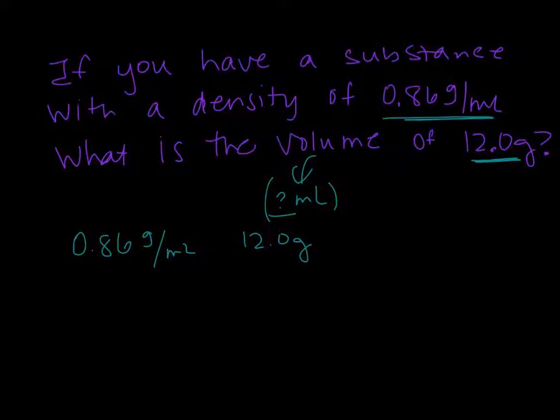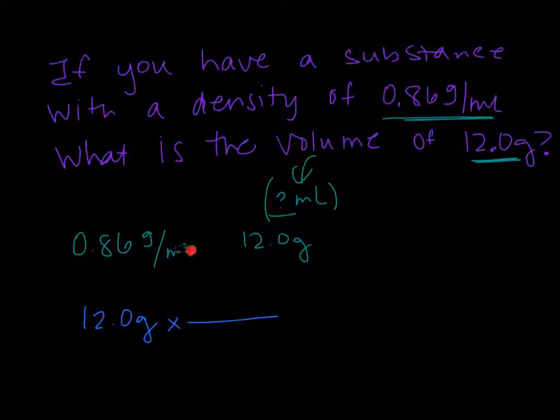So which one of these am I going to start with? Am I going to start with this one, or am I going to start with this one? Well, I'm going to start with the one that doesn't have a unit in the denominator. This one has a unit in the denominator, and this one does not. So I'm going to start with 12.0 grams. And then all I need to do is figure out how I'm going to get rid of grams and end up with milliliters, because that's what I'm looking for.